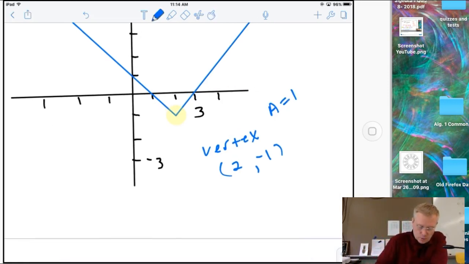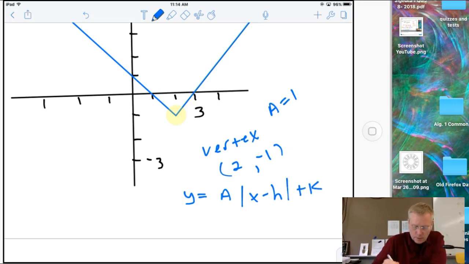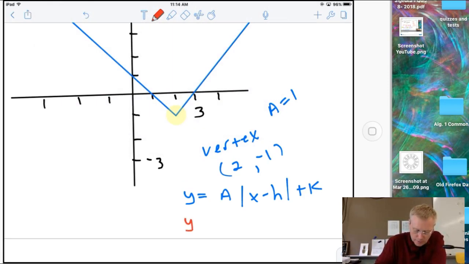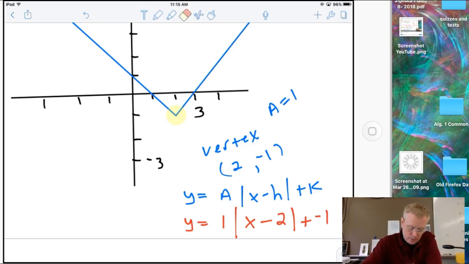So if I was to go and write the equation, the vertex is 2, -1. When I plug this in, I get y equals, you could put the 1 there, it's already implied, the absolute value of x minus h, which is 2, plus -1. Now, like I said, you can erase the 1 if you want. That's the equation, though. See how the 2 becomes negative once you plug it into that equation?